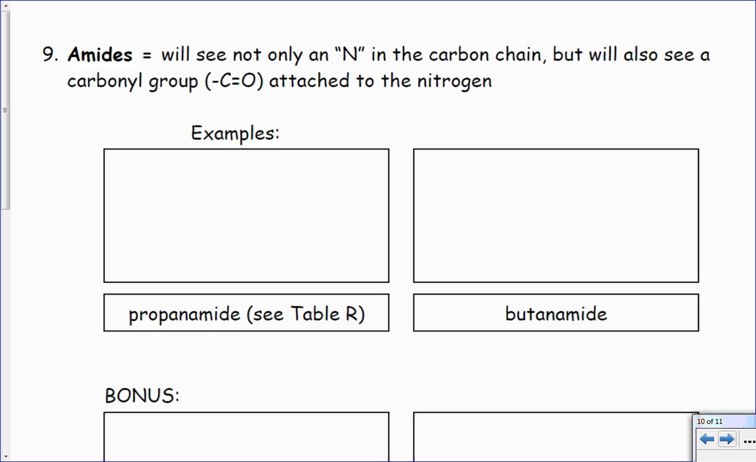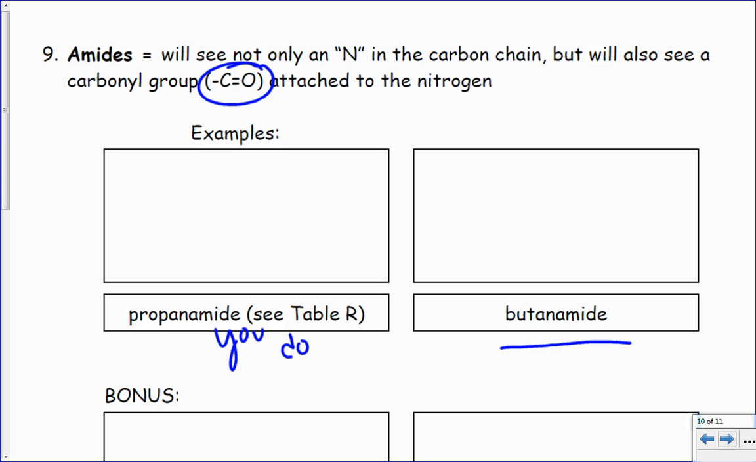Amides. Here we go. You'll not only see an N in the carbon chain, but you'll also see a C double bonded to an O attached to the nitrogen. Okay, so this one's tough. Here's a U do, because it's in table R. I do butanamide. Okay, here we go. So it's going to end in amide. Okay, but is 4 carbons.